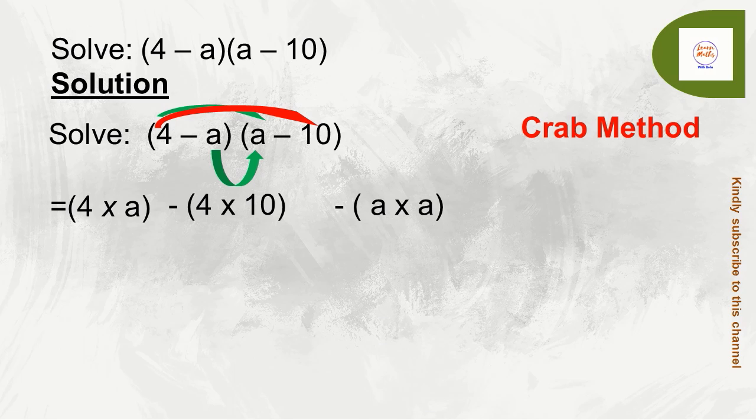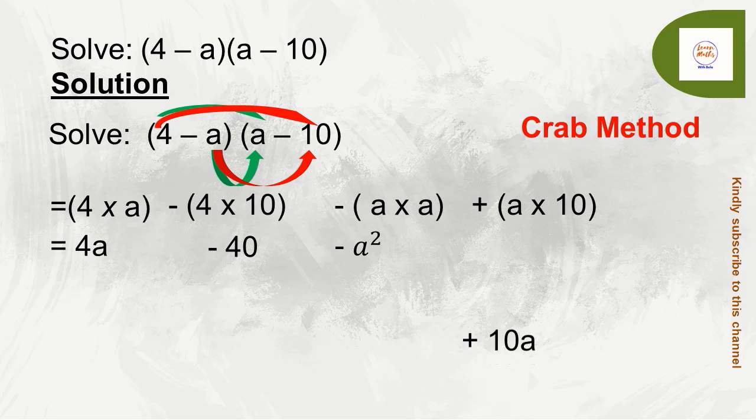To have minus into bracket a times a, and then you have minus a and a minus 10. So in the multiplication of the signs, your minus and your minus will give you addition. So we'll have plus a times 10. Then the next thing is for us to open the bracket. We have 4a minus 40 minus a squared plus 10a.